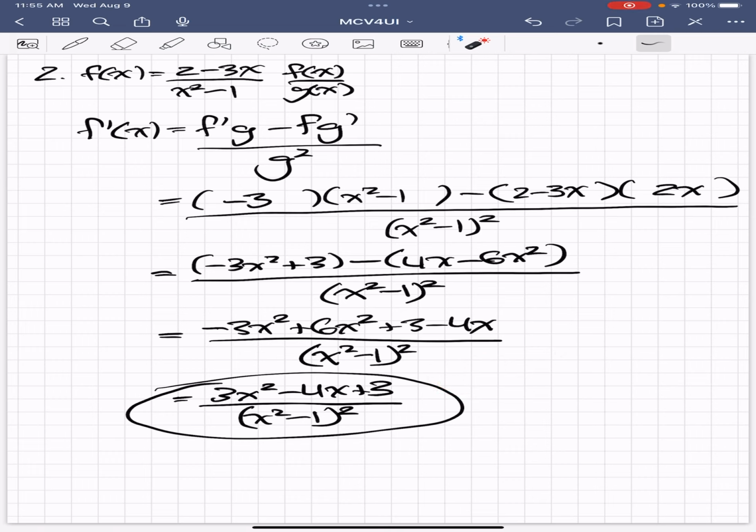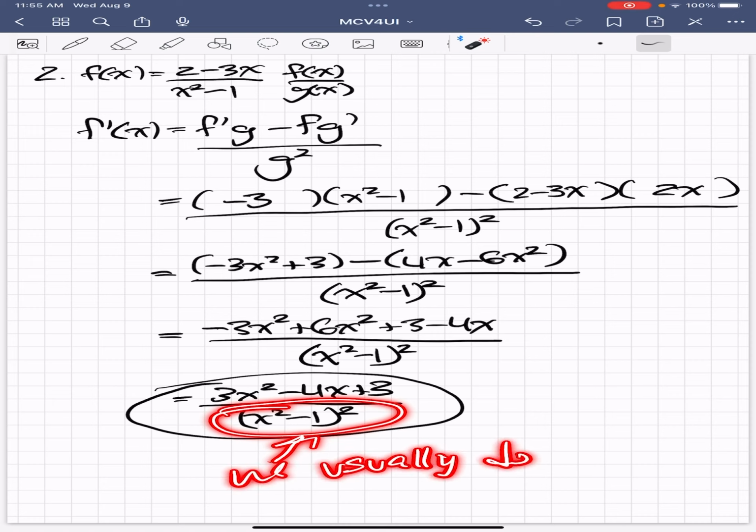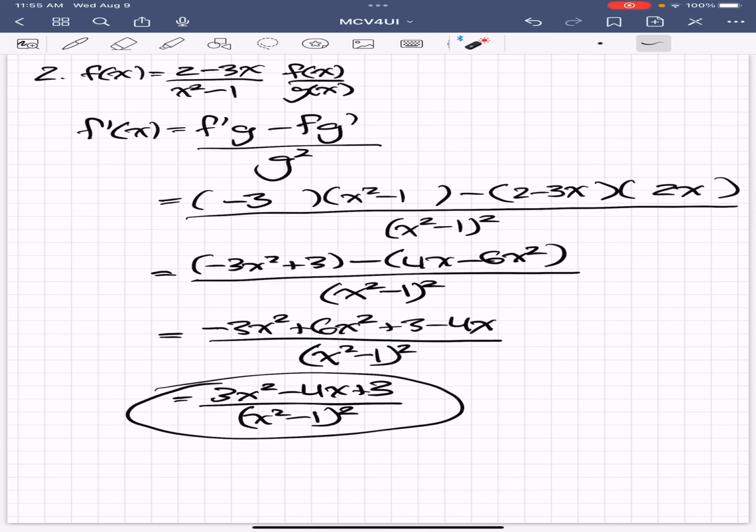You can expand this one out. We usually don't expand, but whatever your teacher expects of you, I suggest doing. Moving on.